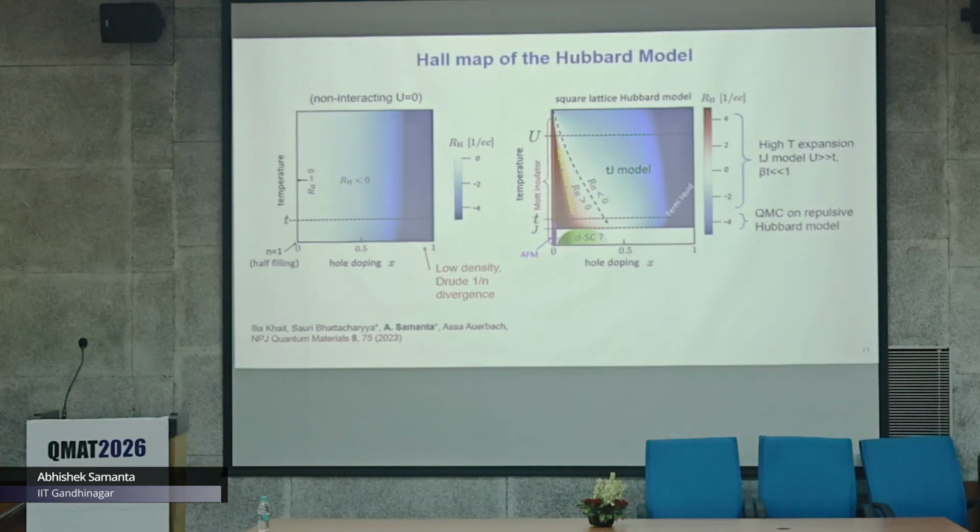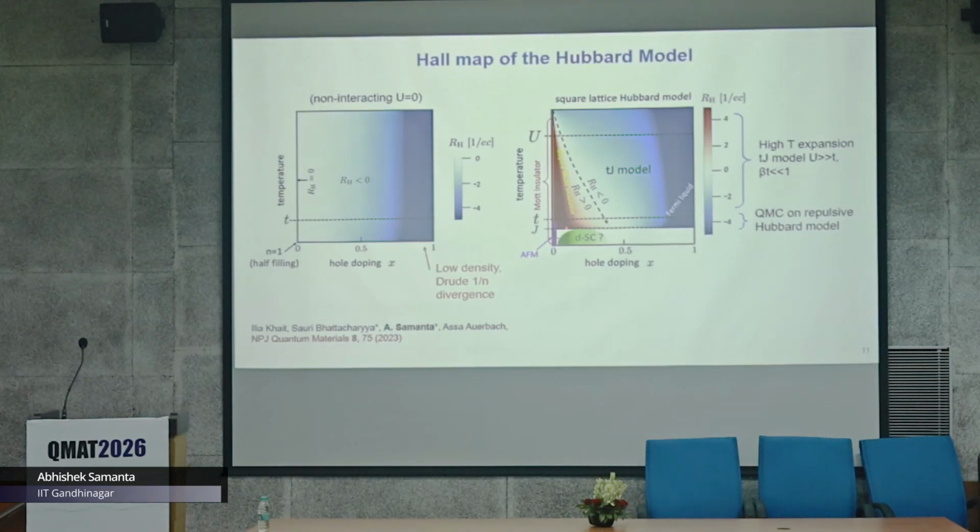Next I will present the Hall map for the interacting system, the Hubbard model. Here we have done a high temperature series expansion at higher temperature, which is supplemented by quantum Monte Carlo simulations at lower temperature, between small t and small J. By combining these two methods, we have explored the Hall coefficient over a large range of temperature.